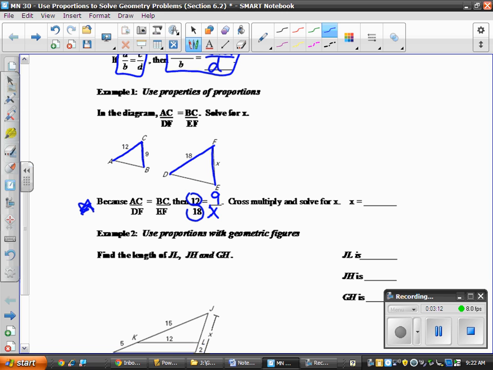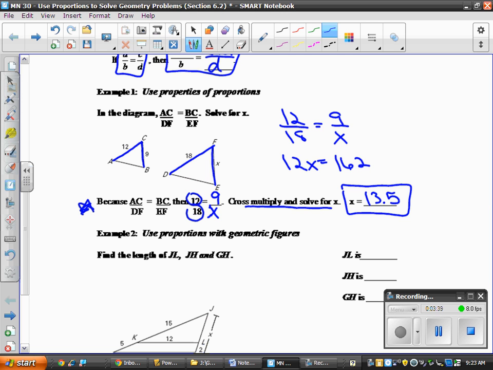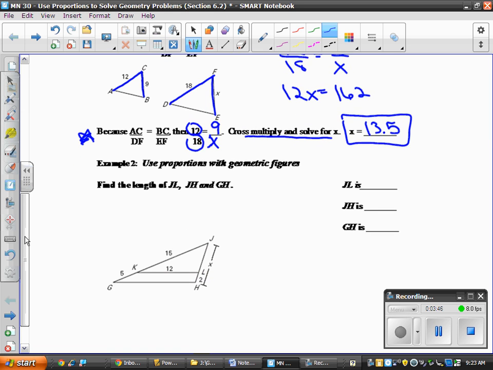So what do we do? Of course, when we have something that looks like this, 12 over 18 equals 9 over x, we can just cross multiply and solve it. That's what it's saying right here. So you end up with 12x equals 9 times 18, which is 162. Divide out by 12, and you get x is equal to 13.5. So that is one way of setting up a proportion with the ratio of sides to find an unknown side length of similar triangles.